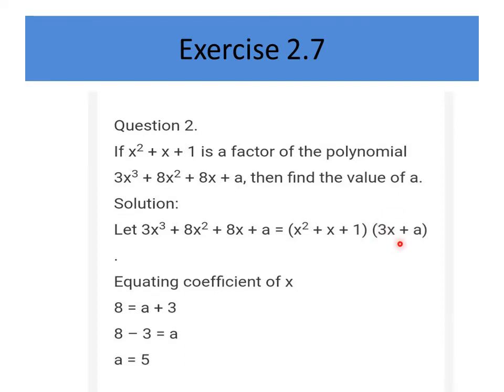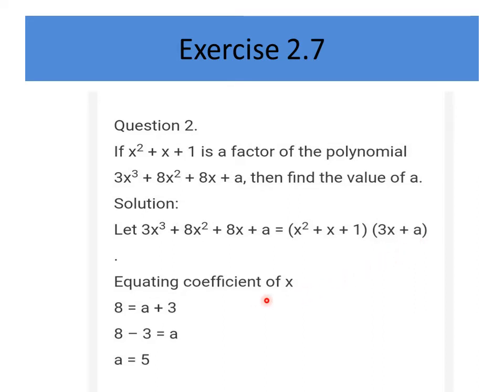For that we have to find the other factor. So how can we find the other factor? Divide this highest degree term by this highest degree term. So 3x cube divided by x square is 3x. So that you write first. This is the x term. Next only the constant term we will get, isn't it? So plus a you write.